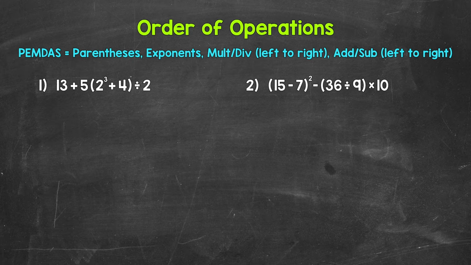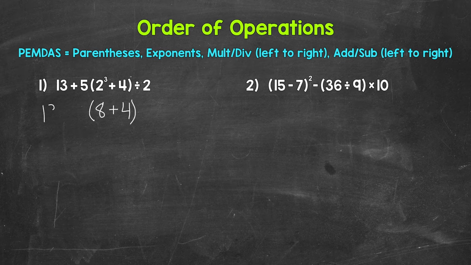So we do exponents before addition. So let's do 2 cubed first. 2 cubed means 2 times 2 times 2. 2 times 2 is 4, times 2 is 8. So 2 cubed is 8. So in parentheses, we now have 8 plus 4.